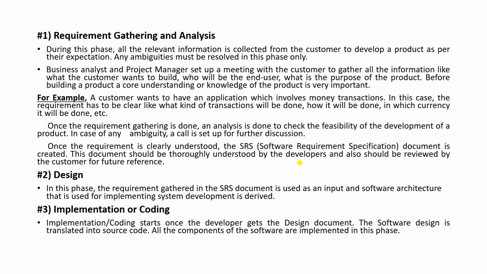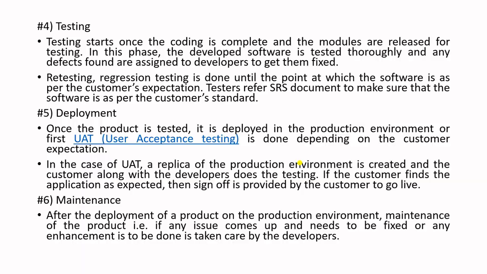Implementation or coding starts once the developer gets the design document, or SRS document. The developer starts developing code for that design. The software design is translated into the source code. All the components of the software are implemented in this phase. Whatever modules there are, all of them are implemented using a specific programming language.